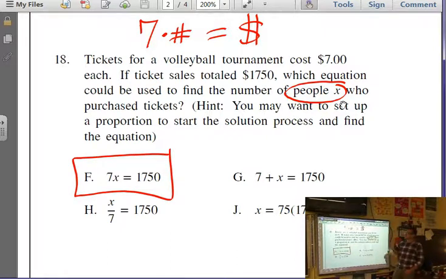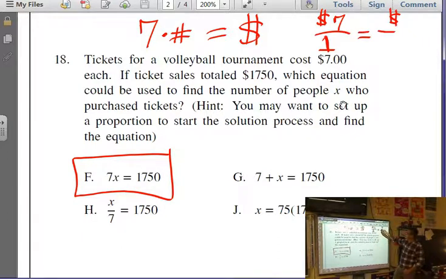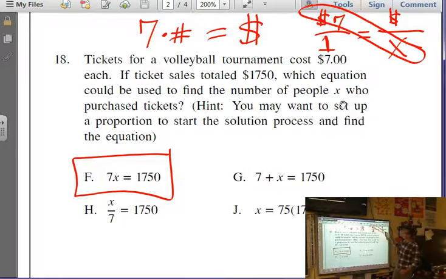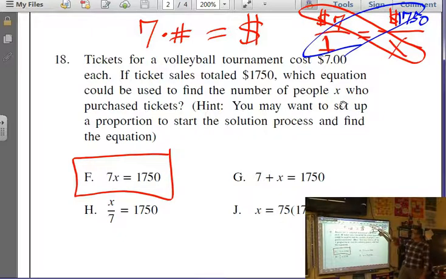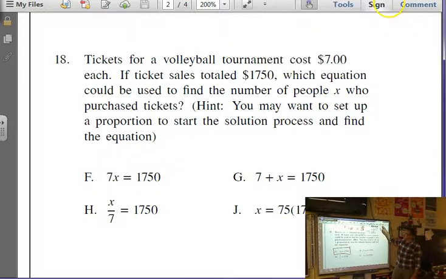Now, when I said you may want to set up a proportion to start the solution process, we could say $7 per 1 ticket. How many dollars per X tickets? Then we would cross multiply, which gives me 7X equals however much we made. We find out that we made $17.50. So that gives me 7X equal to $17.50, which is exactly what we have in solution F right there.